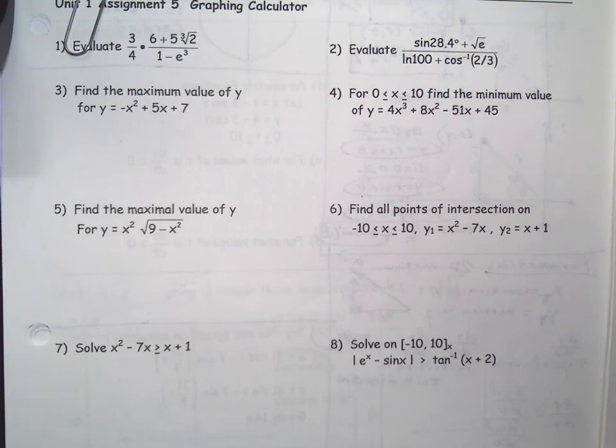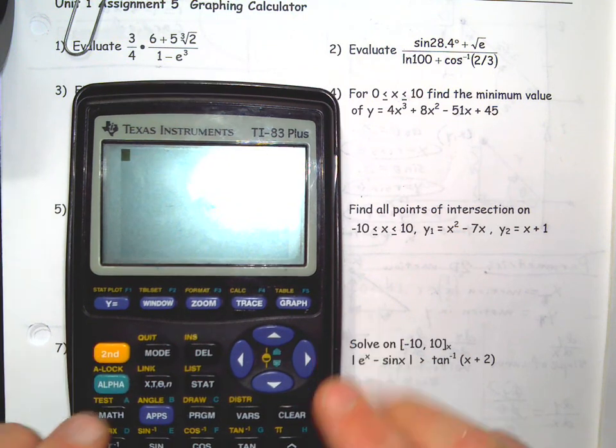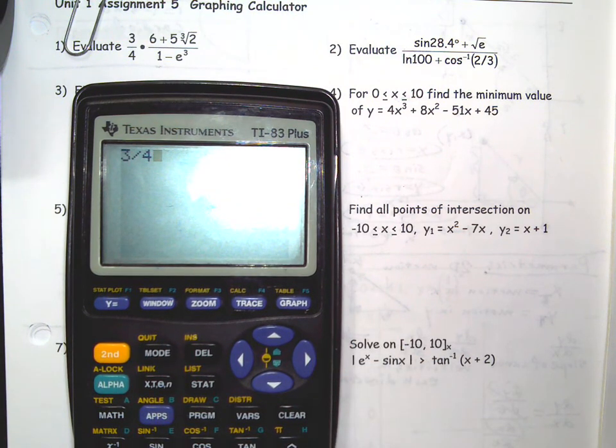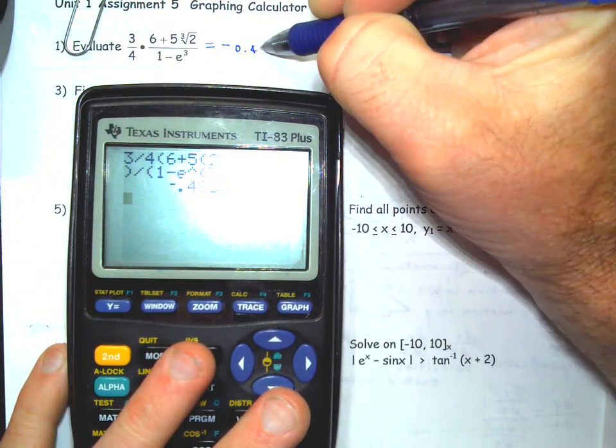Okay, so the first one, you just got to enter everything in. 3/4. Definitely need parentheses. 6 plus 5. Now I would do parentheses 2 to the 1/3, but you got to put parentheses around the 1/3. Otherwise, you need to do 2 to the first and then divide the answer by 3. So parentheses around that, divided by, make sure you close the parentheses. 1 minus e to the third, close. There you go. So rounded or truncated to three decimal accuracy comes out the same, 483.